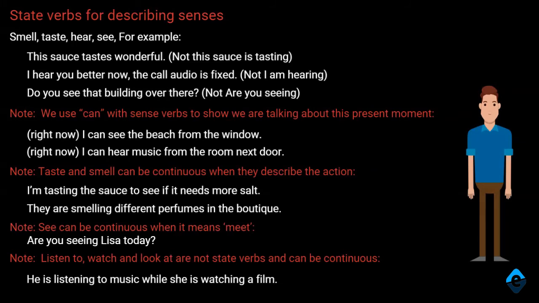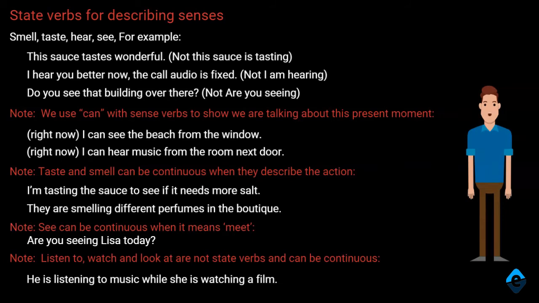Not are you seeing. Note, we use can with sense verbs to show we are talking about this present moment. Right now, I can see the beach from the window. Right now, I can hear music from the room next door.